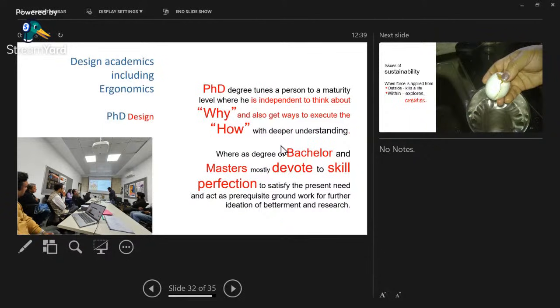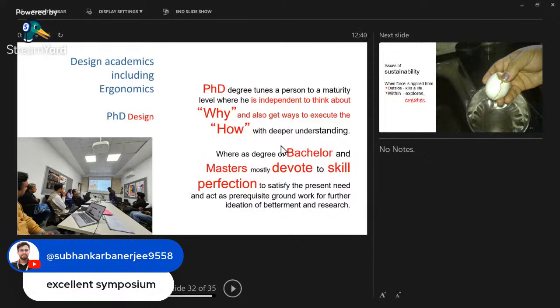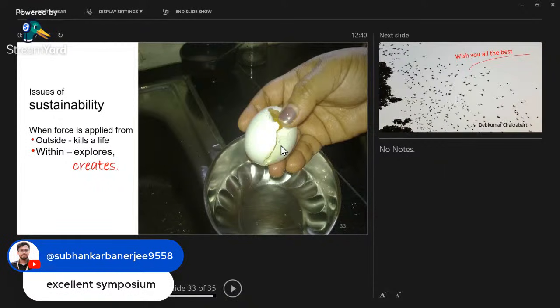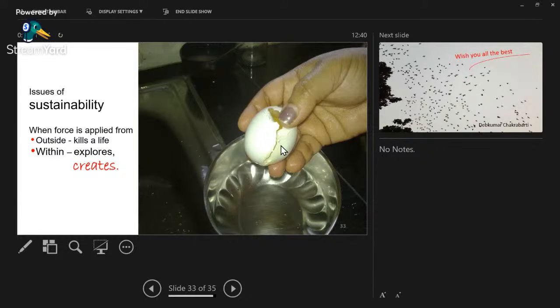So many design schools, colleges, and universities are there. Bachelor's and master's degrees are taught to develop skills, and a PhD program has also started recently to look in depth into these issues. Now, as per the sustainability matter, the question is whether design can be taught. On the issue of sustainability, consider the egg: when force is applied from outside, it kills a life, but when the force explodes from within, it creates a life.